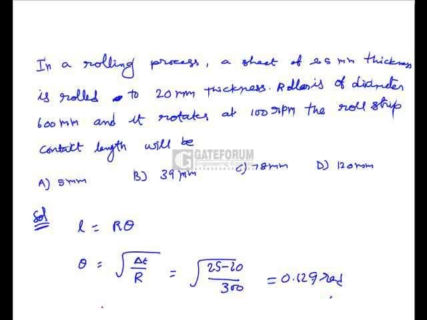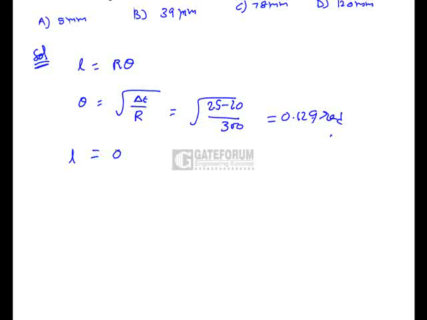And now substitute this value in L. So here L is equal to 0.129 into 300, which is equal to 38.72 mm. And in the options, the right option is B. B is the right answer.